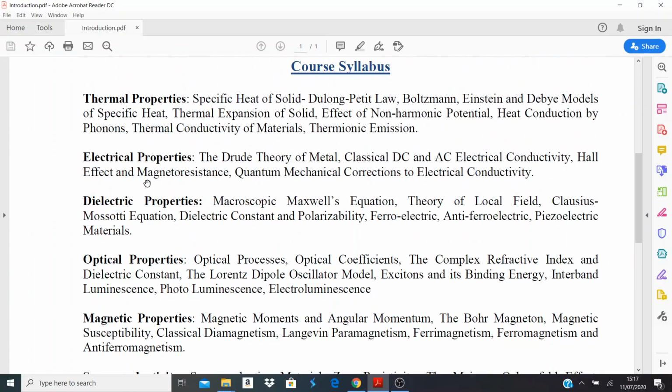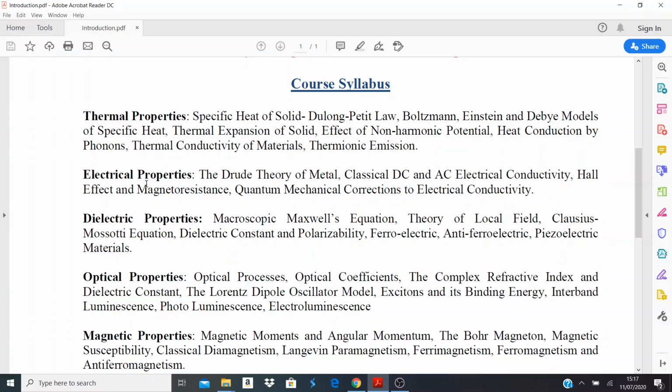Now let's have a deeper look at this course content. So in the thermal properties, we usually study things like specific heat, different models, thermal expansion, heat conduction, and the thermionic emission. If you look at the electrical properties, we start with the classical Drude model to discuss different effects in the material, and then we consider some of the quantum mechanical correction to the Drude model.